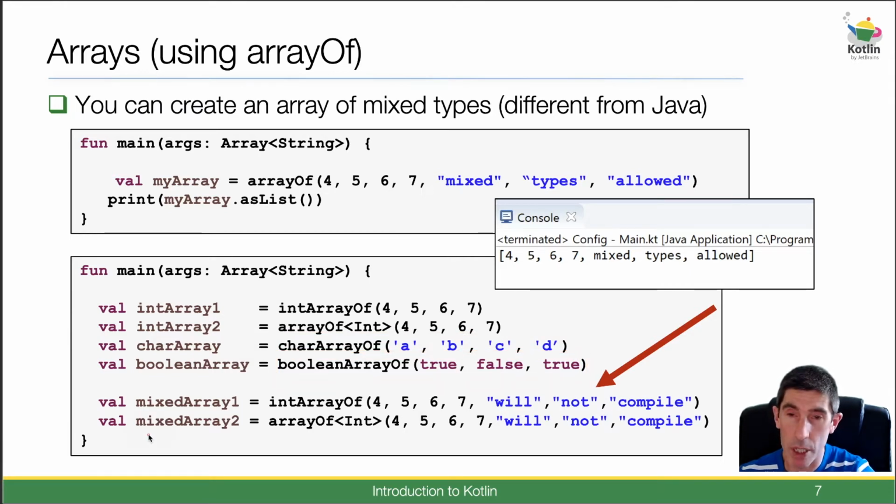But this is the little caveat. If you do declare using, in this example, intArrayOf or arrayOf and then specifying the type Int, you cannot then mix and match, because you've told the compiler this is going to be an array of integers or floats or doubles or strings, whatever you want. You cannot then mix and match. So just be aware of that. Okay.